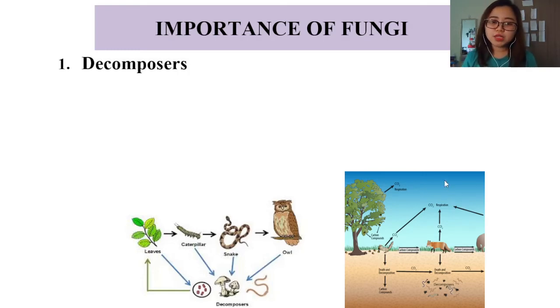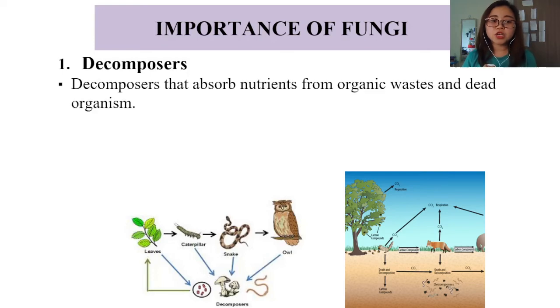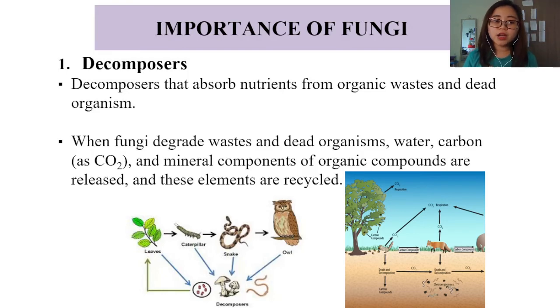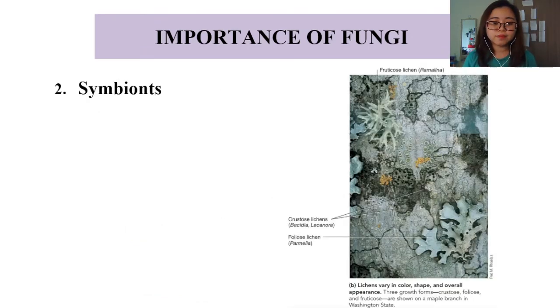The first importance of fungi is as decomposers in our environment. So dia adalah agent yang menguraikan benda dalam alam sekitar. They are decomposers that can absorb nutrients from organic waste and dead organisms. And when fungi degrade waste and dead organisms, water, carbon, and mineral components of organic compounds are released, and these elements are recycled and can be used by other organisms.